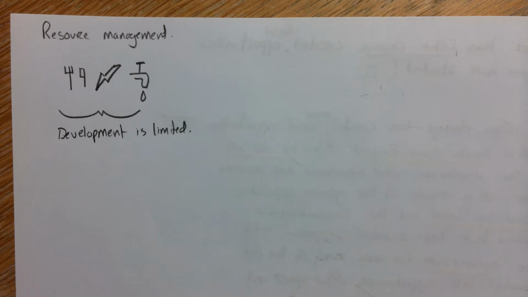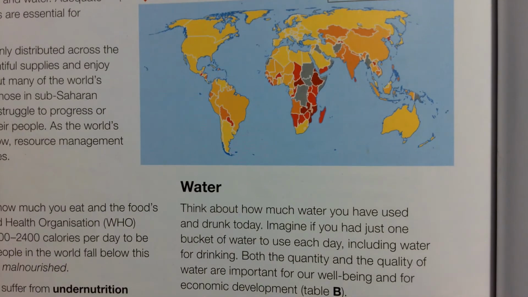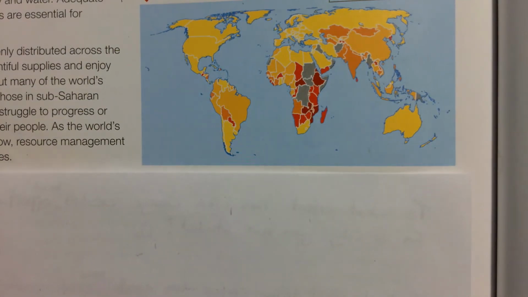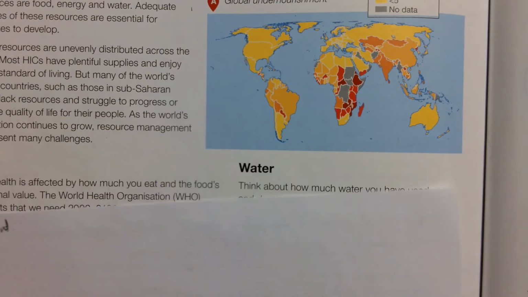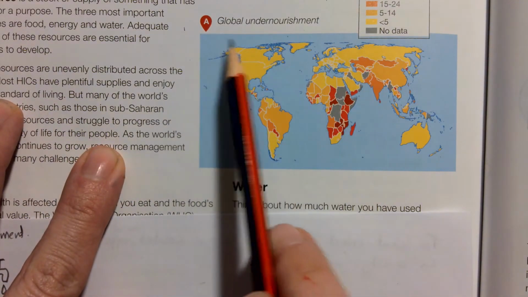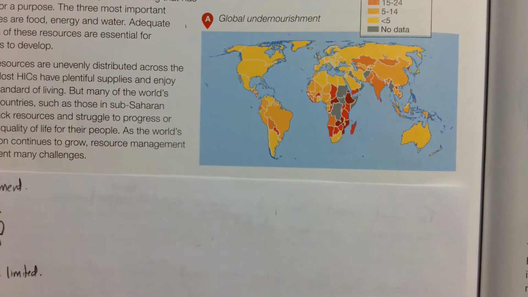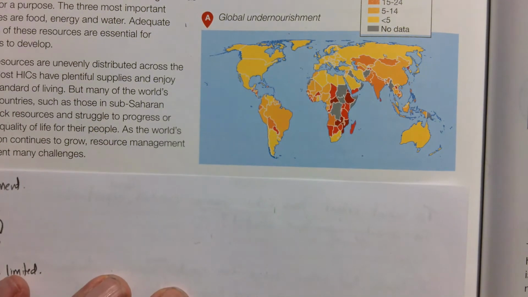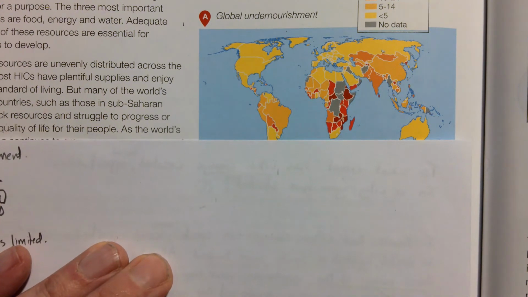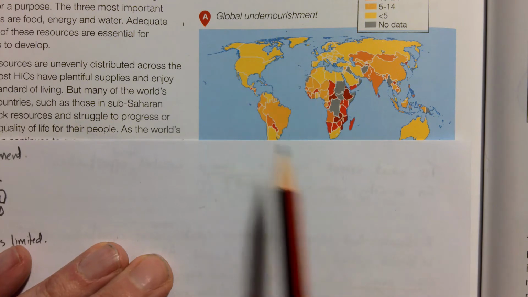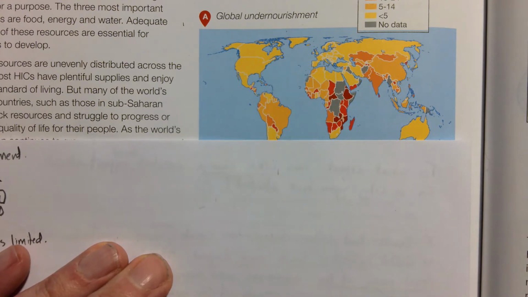We're going to start off by having a look at food, and I think it's best if we start by using a map. So here we have said map. Just zoom out a little. So this map is showing the global undernourishment. Undernourishment means people aren't getting enough nutrients. And in an exam, you could well be asked to describe the pattern shown on the map.